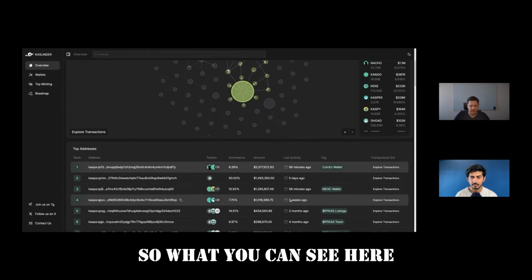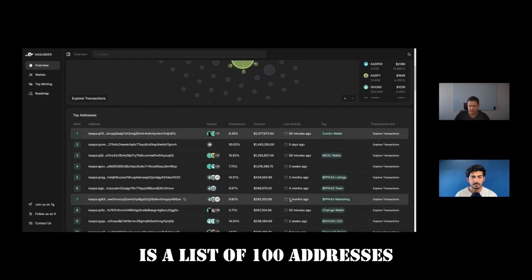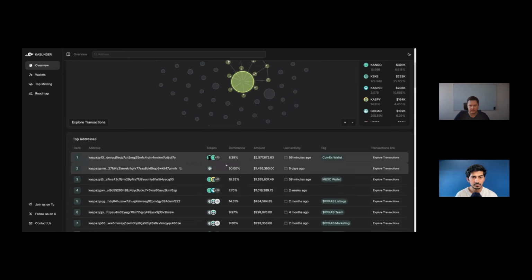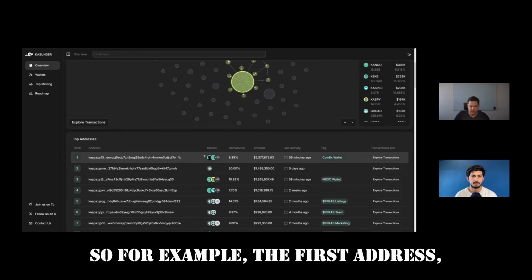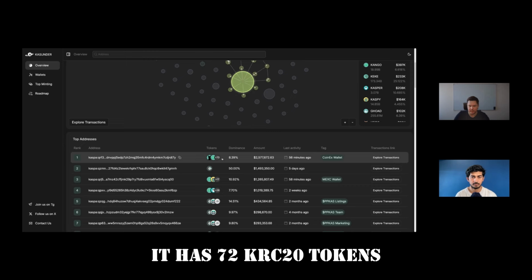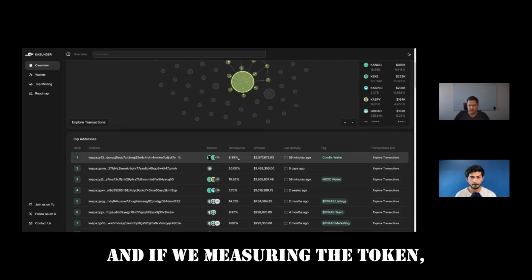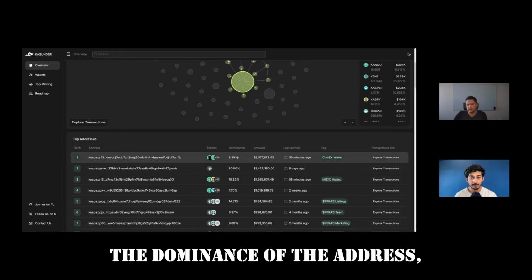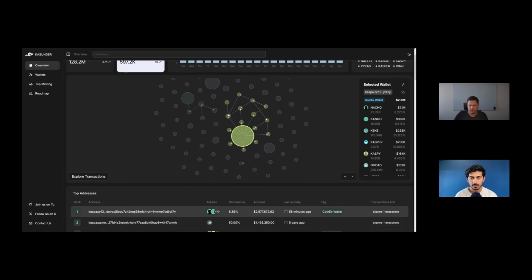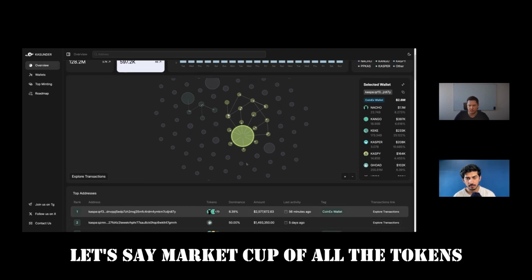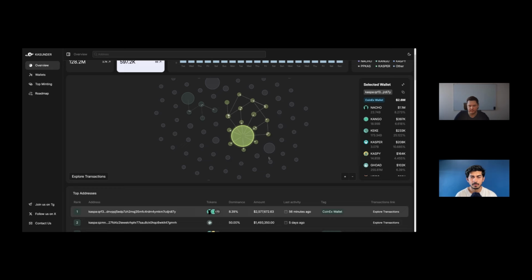So what you can see here is a list of 100 addresses, regardless of the token in KRC20. So for example, the first address has 72 KRC20 tokens. And if we're measuring the token dominance of the address, it takes about 8% of the whole, let's say, market cap of all the tokens in the entire ecosystem.